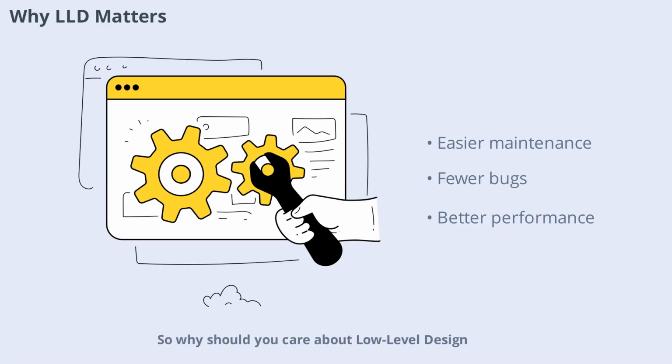So why should you care about low-level design? Most software doesn't become hard to maintain because of poor architecture, but because of poor code design. LLD ensures that every detail is thoughtfully planned, making the codebase easier to understand, extend, and maintain. Good LLD leads to fewer bugs, better performance, and happier development teams. It's the foundation for building software that stands the test of time.